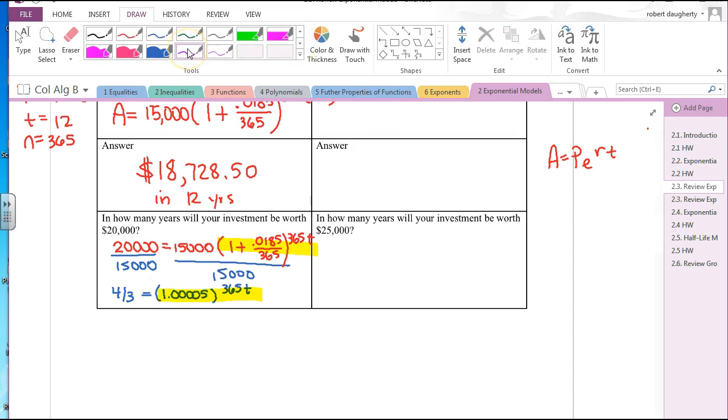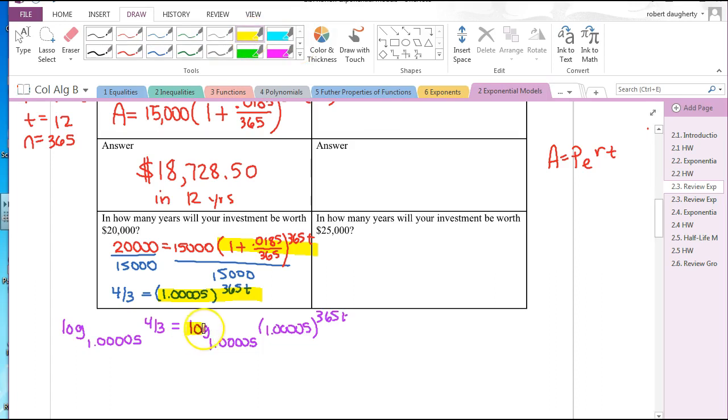So the appropriate log to take here is going to be the base. So the log base 1.00005 of 4/3 is equal to the log base 1.00005 of 1.00005 raised to the 365t. Now you should know at this point, and if you don't, you're going to be in trouble in this test, when I look at the right side, the log base 1.00005 of 1.00005 to the 365t is just 365t. So what I get here is the log base 1.00005 of 4/3 is equal to 365t. I want to solve for t.